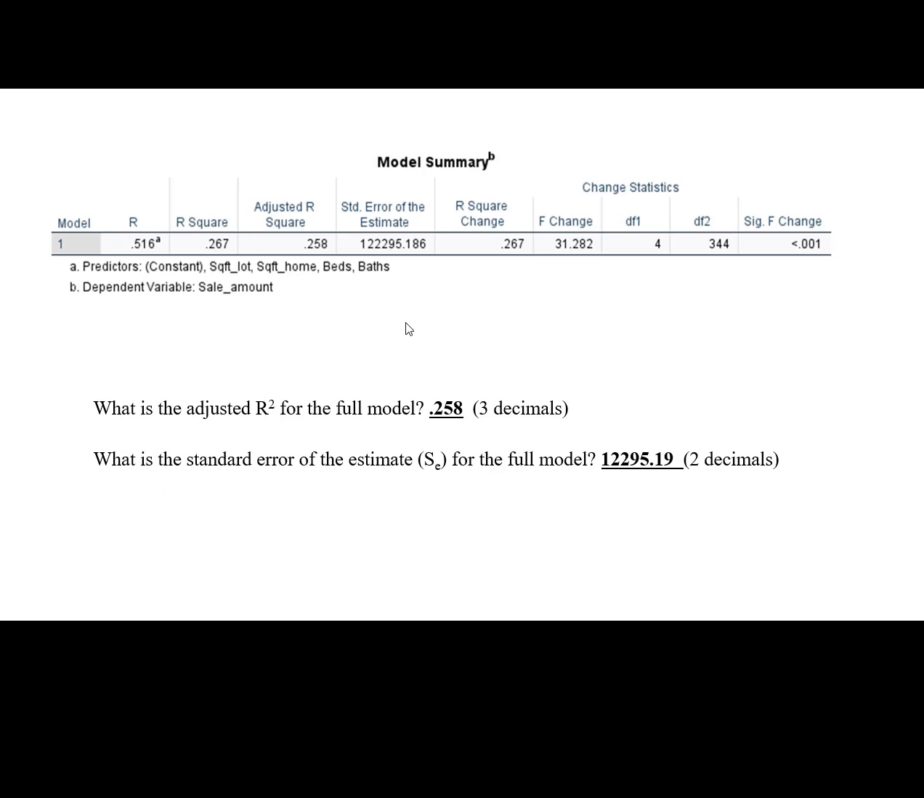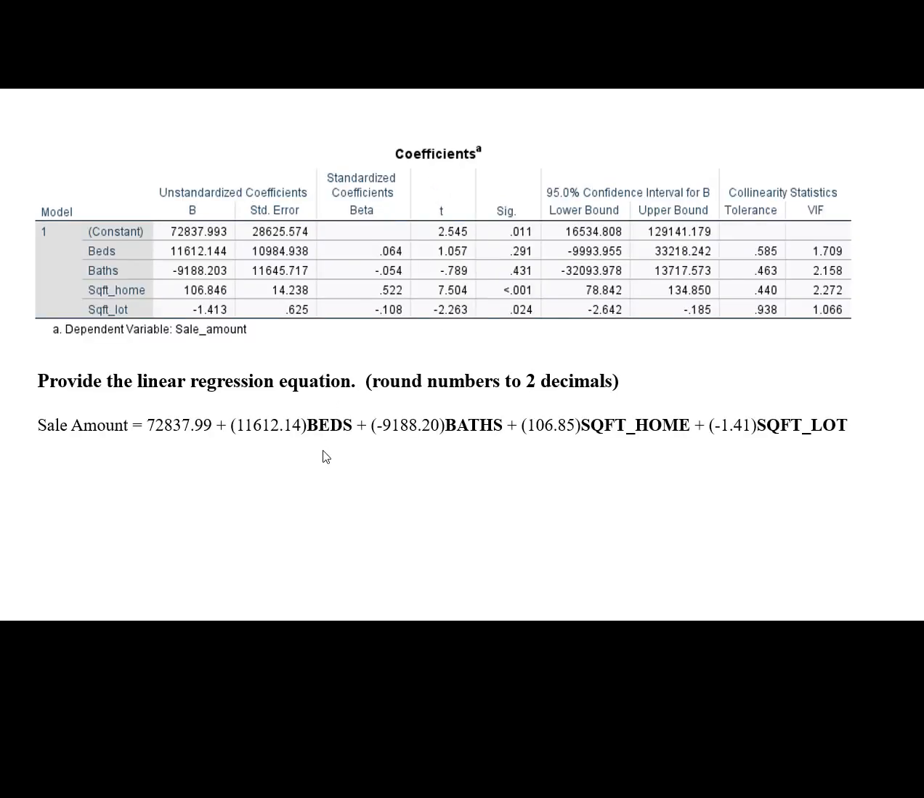So looking at the model summary, what is the adjusted R-square? The adjusted R-square for the full model is 25.8. And the standard error of the estimate is 122,295.19. Evaluating the coefficients, we want to provide the linear regression equation. We look at these betas. These are the slopes. So as we evaluate the number of beds, baths, etc., you multiply by the slope given in the equation.